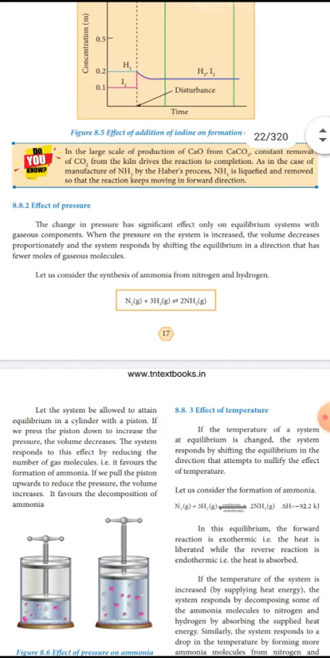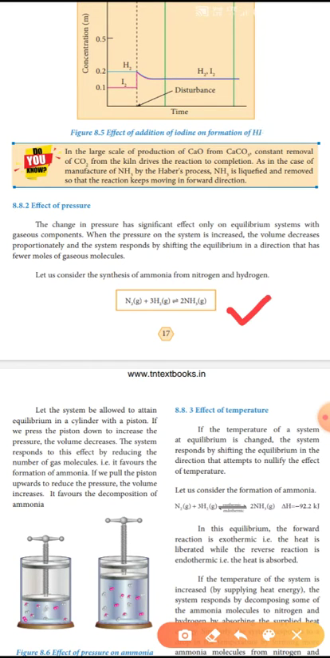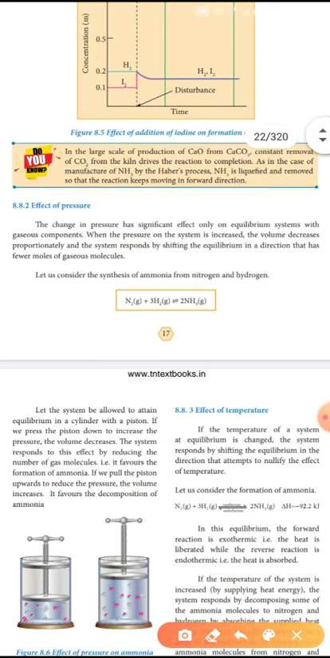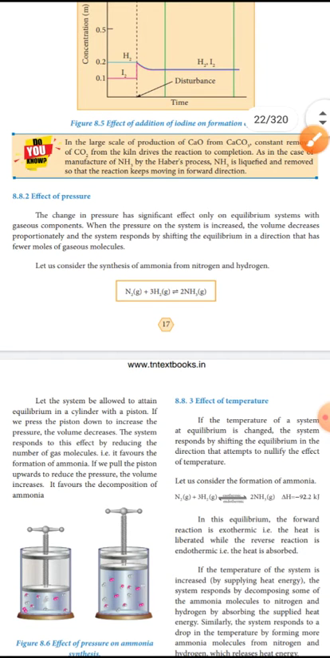Let us consider an equation. Nitrogen reacts with hydrogen to form ammonia. This reaction is the synthesis of ammonia from nitrogen and hydrogen. Nitrogen and hydrogen are the reactants, ammonia is the product. Let the system be allowed to attain equilibrium in a cylinder with a piston.